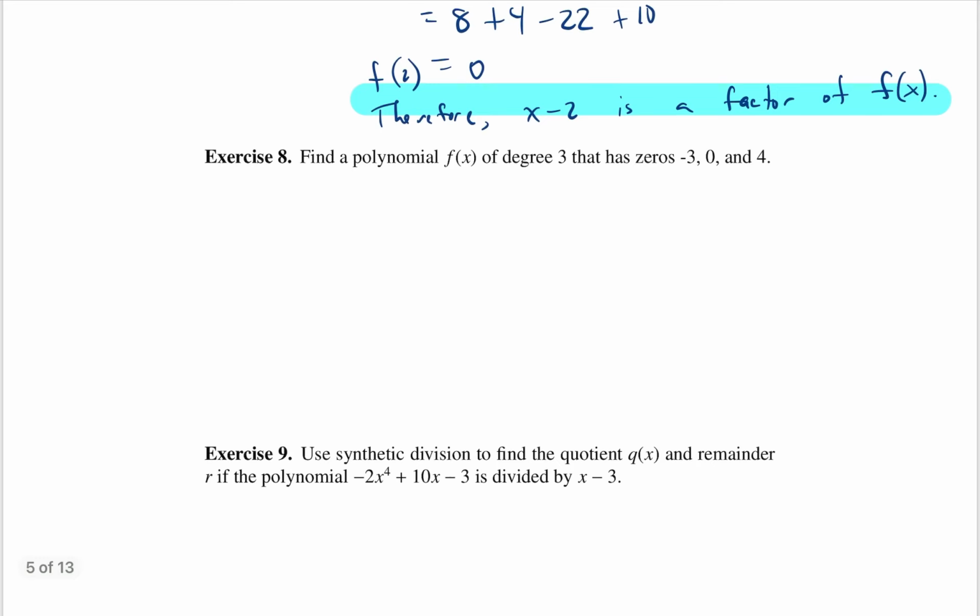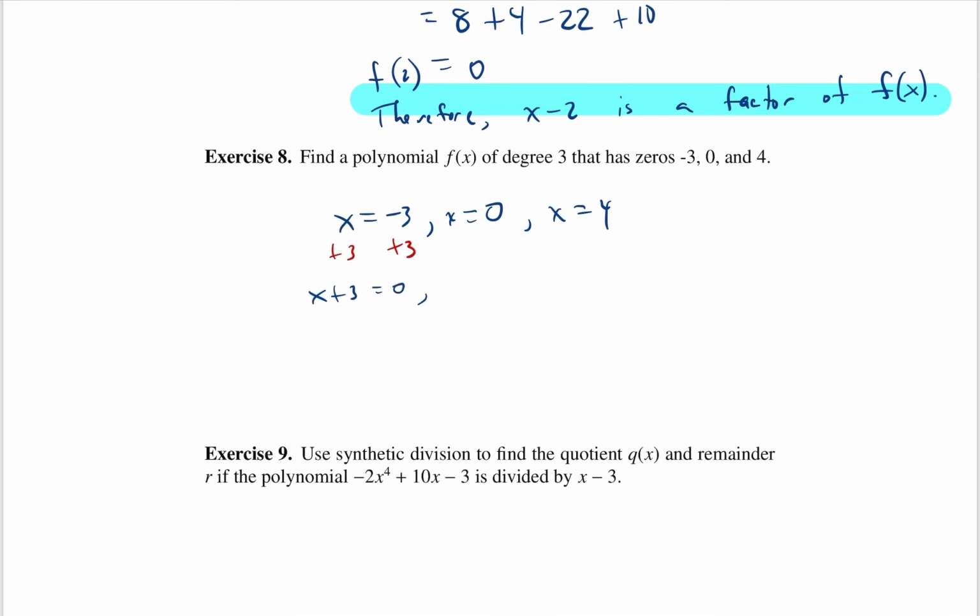Find a polynomial f of x of degree 3 that has zeros negative 3, 0, and 4. So to find a polynomial of degree 3 with these zeros, we have to work backwards. So what you can do is you can set x equal to negative 3 is a 0, x equal to 0 is a 0, and x equals 4 is a 0. So since these are the three zeros, then you can write these as factors by adding 3 to both sides, plus 3. That'll give us x plus 3 equals 0.